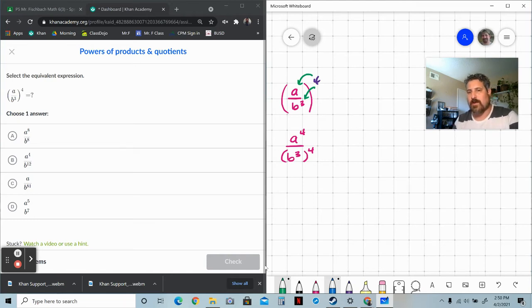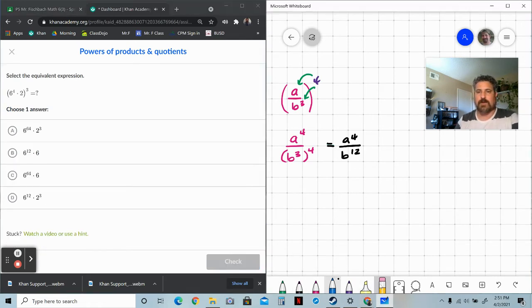And so now we're going to remember a couple rules here. A to the fourth is just a to the fourth. I think that's pretty straightforward. I don't think we need to worry about what that is. But b to the third raised to the fourth is a power to a power. Remember, when you're raising a power to a power, you've got to multiply the exponents. This is b to the 12th. So the final answer you're going to get is a to the fourth over b to the 12th, which is going to be b.